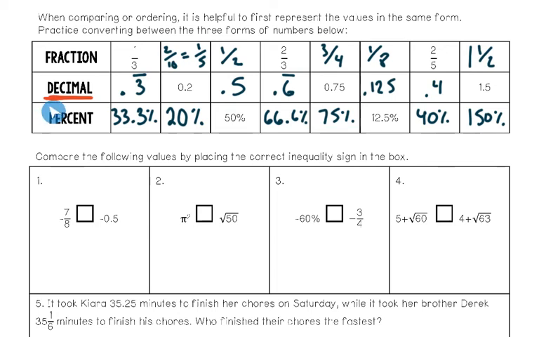Now I want to look at the decimal column, and I can tell you just by looking at the decimals which one's the greatest, which one's the least, and so on. For example, 1.5 is the greatest because it has something in the ones place. The next greatest would be 0.75 because that 7 is in the tenths place, and it is the greatest number in the tenths place. We can compare a lot easier when we're looking at the decimal versions of each number, so we always want to convert to a decimal.